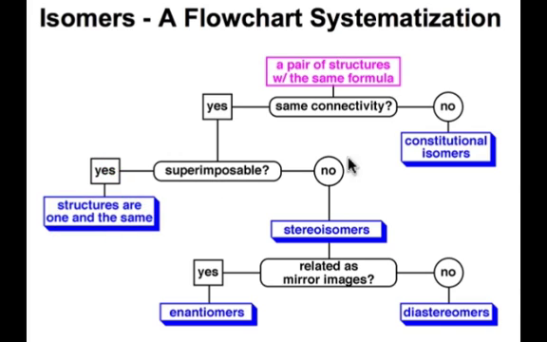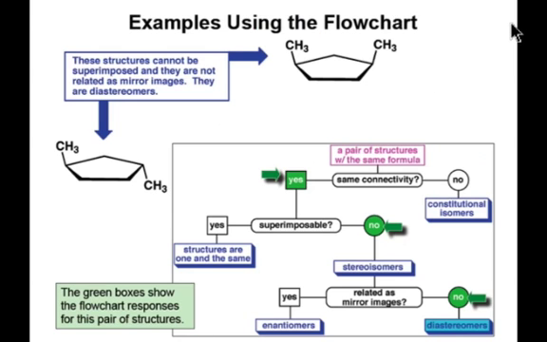If they're not superimposable, then we're left with a pair of stereoisomers, and we need to determine what kind of stereoisomers they are. If those stereoisomers are related as mirror images, then we've got a pair of enantiomers. If those stereoisomers are not related as mirror images, we can't rotate or translate in a way to show a mirror image relationship between the two, then we're dealing with diastereomers. Okay, let's put that flowchart to work, first with the example that's shown here.